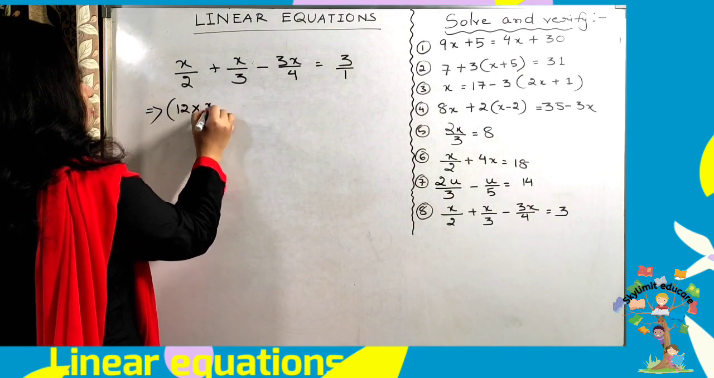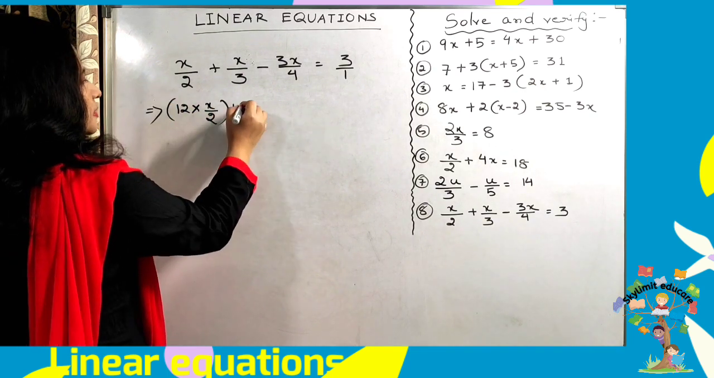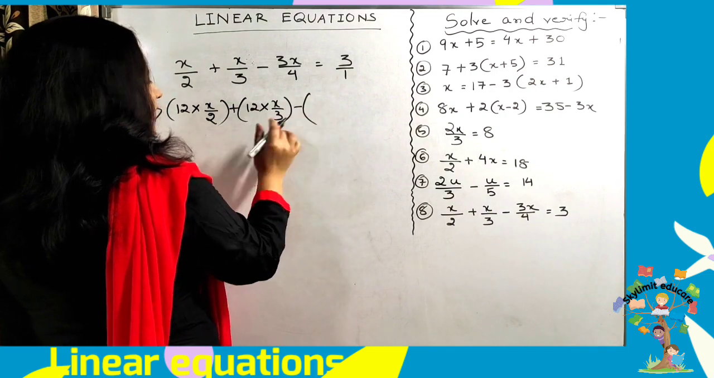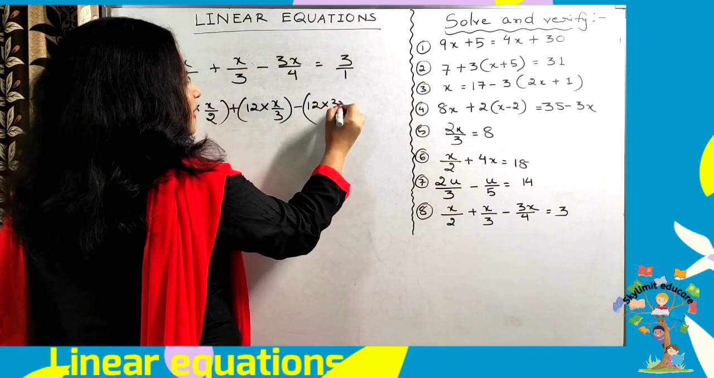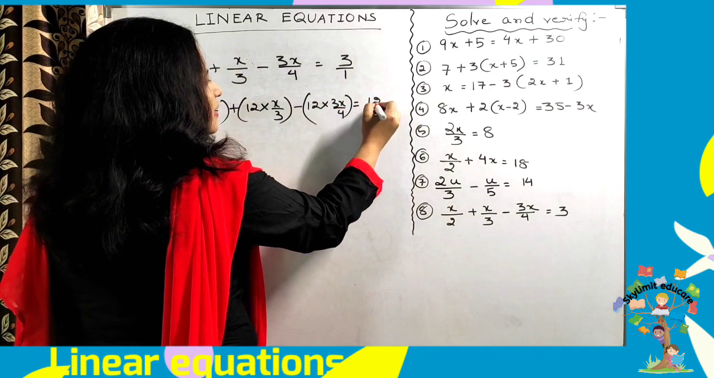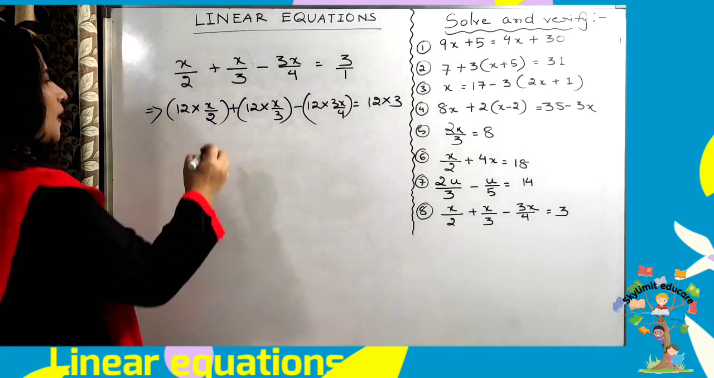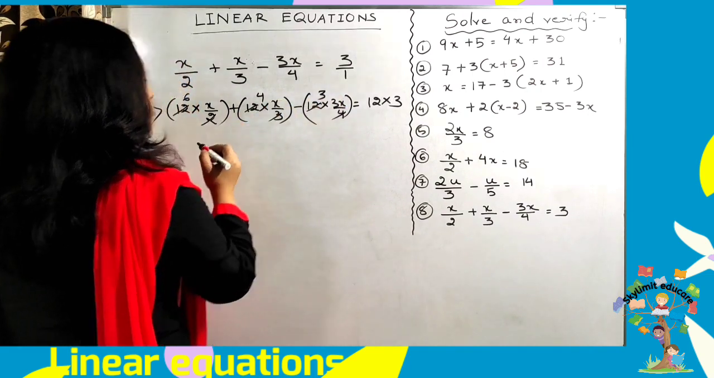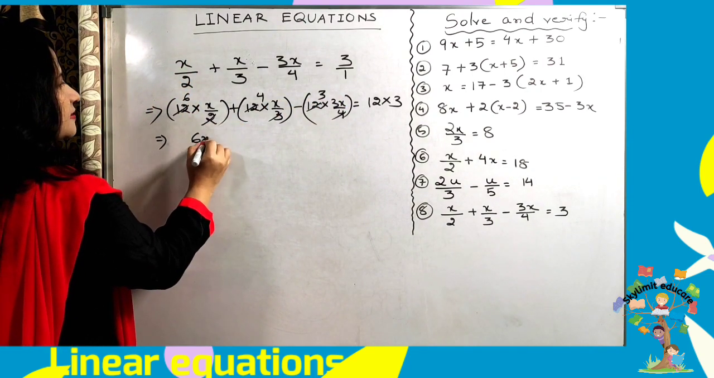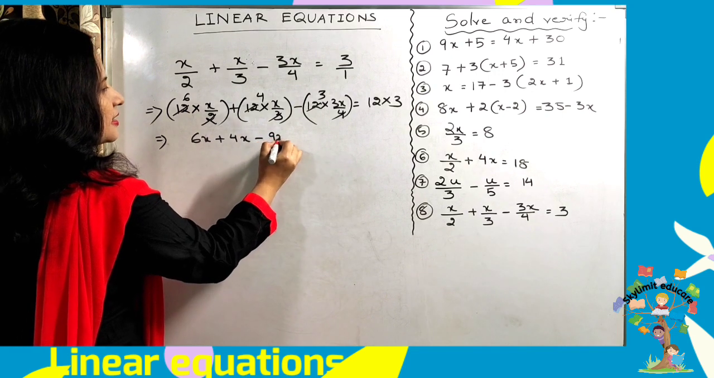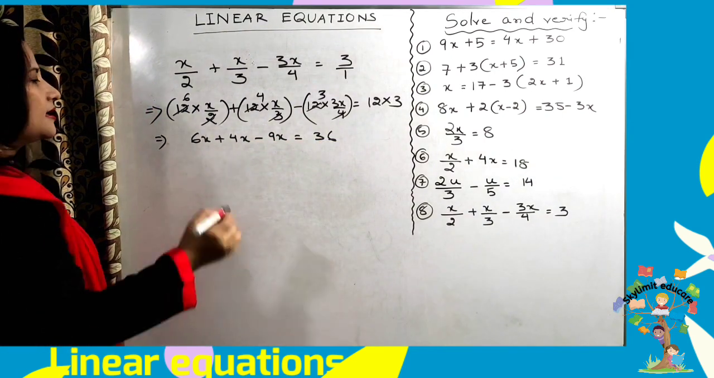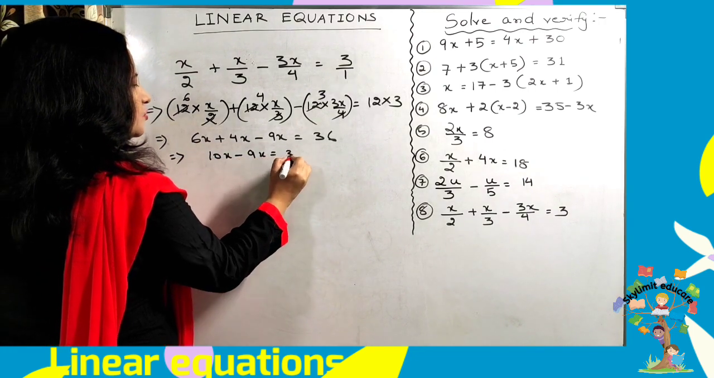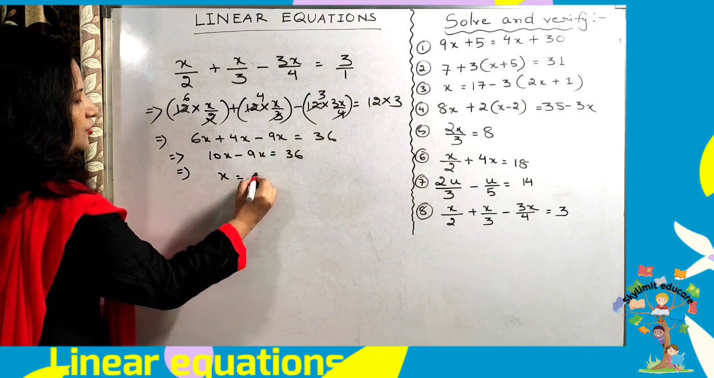So what you can do here: 12 is multiplied to the first term x by 2. Then again the LCM 12 is multiplied to x by 3. Then again 12 is multiplied to 3x by 4. And then the LCM 12 is multiplied to 3. That's it. Cancel it. 2 6s are 12, 3 4s are 12, 4 3s are 12. Okay. So now we got here 6x plus 4x minus 9x is equal to 36. Now we can easily solve it. 10x minus 9x is equal to 36 and x is equal to 36.